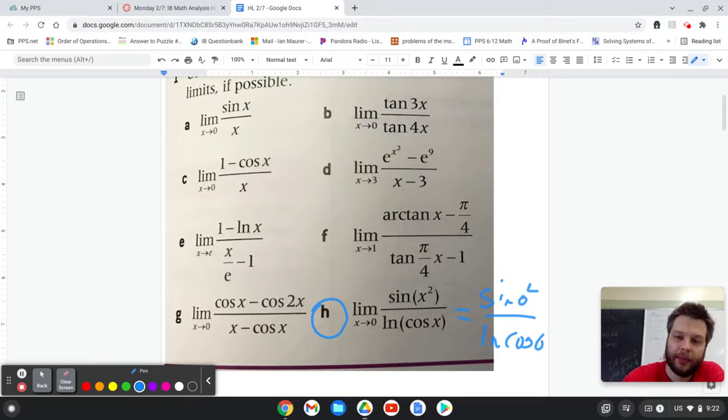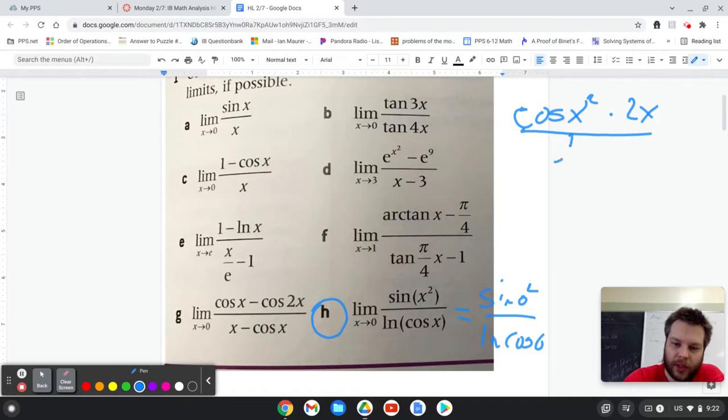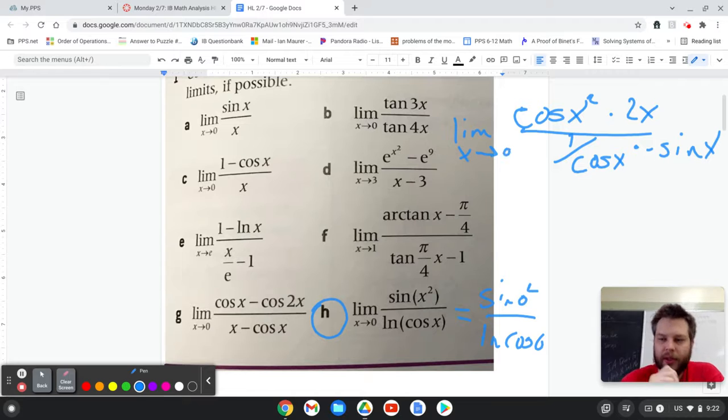So let's take the derivative of the top. The derivative of the top is cosine of x squared times 2x. The derivative of the bottom is 1 over cosine x times negative sine x. And let's try here the limit as x approaches 0. Okay, this is a little bit interesting because if I try substituting 0, my numerator is going to be 0 because of the 2x, and my denominator is going to be 0 because of the negative sine x here. So looks like we're going to have to do a little bit of work.